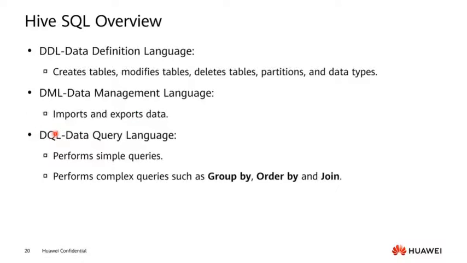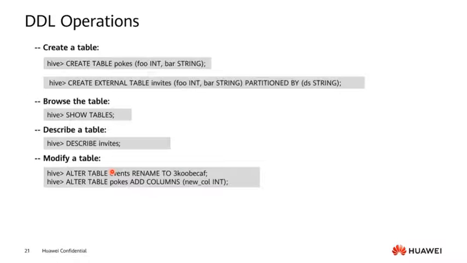Thirdly, DQL, which means data query language. DQL is the most widely used language, and most of the HQL statements are indeed DQL statements. Basically, DQL is used to do some selection or to perform some functions. At last, we can have a brief introduction to all of these three types of operations.